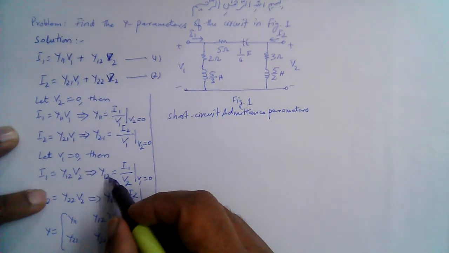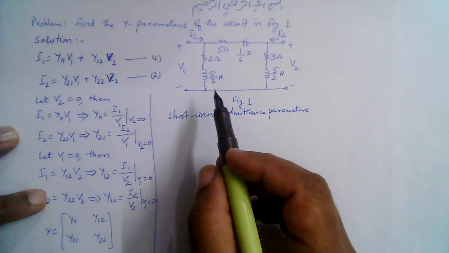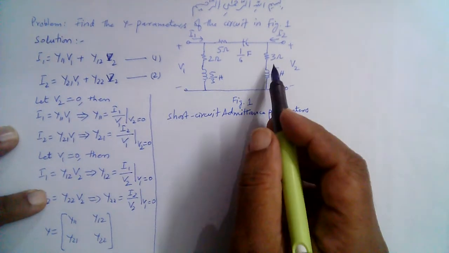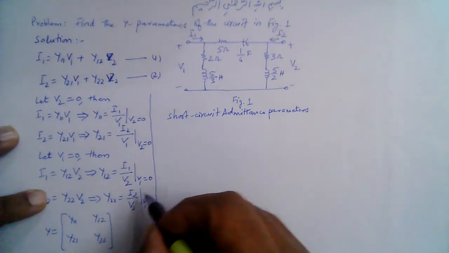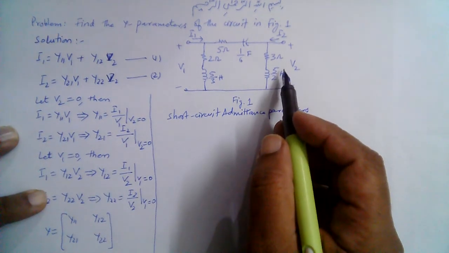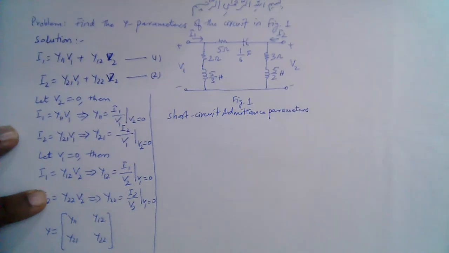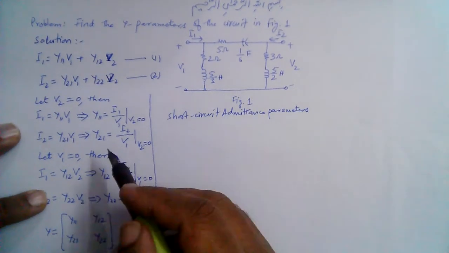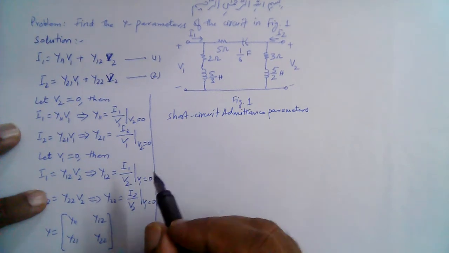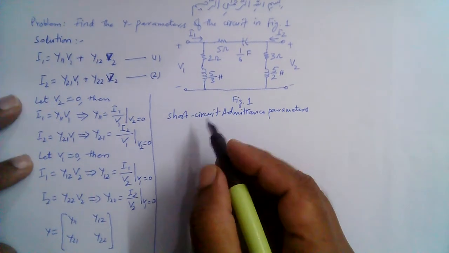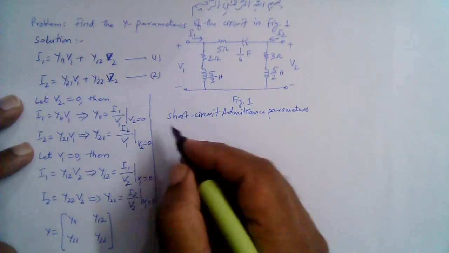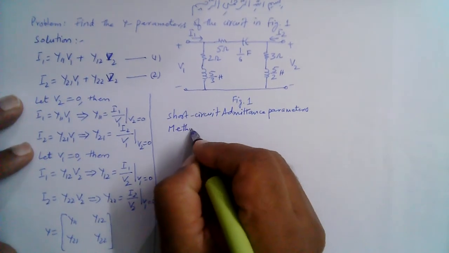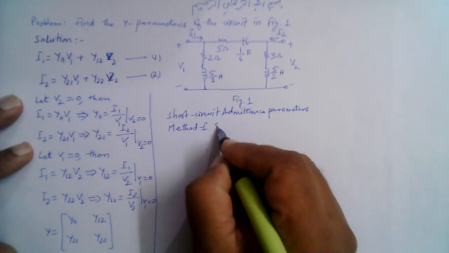And Y12 is a short circuit transfer admittance from port 2 to port 1, right? And Y22 is short circuit admittance at the output port. So these are the four Y parameters, short circuit admittance parameters. We can find them using the method described here. This is the standard method. Method 1, let me call this the standard method.